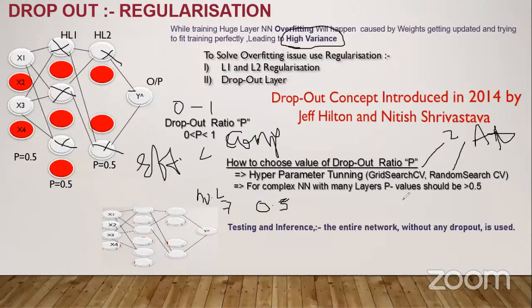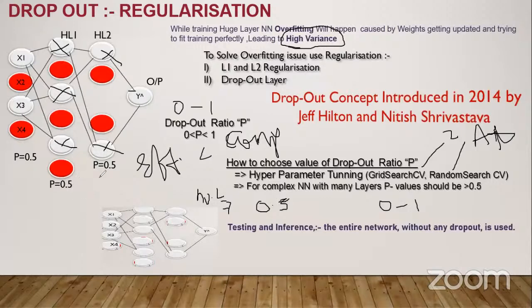These two algorithms will try to take a range of different parameters. Let's say your dropout ratio is between 0 and 1. Can you give me a mathematical example for dropout? There is no mathematical example, sir, because we are not calculating any derivative.